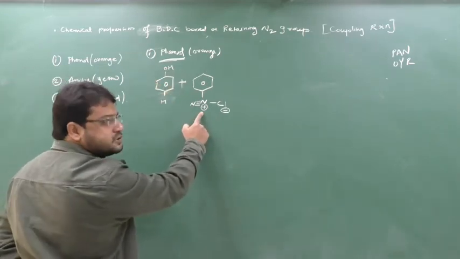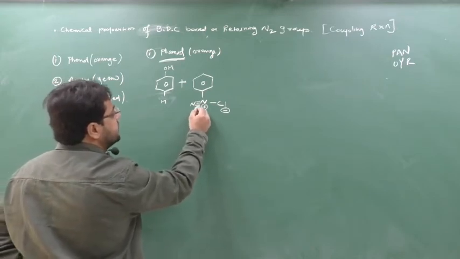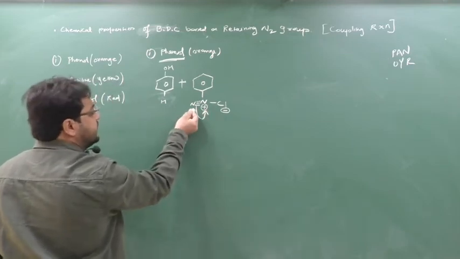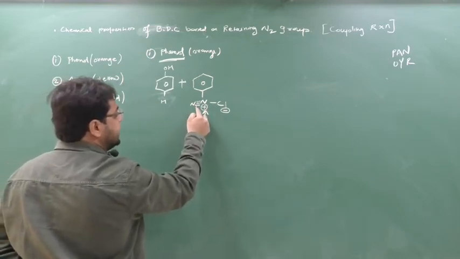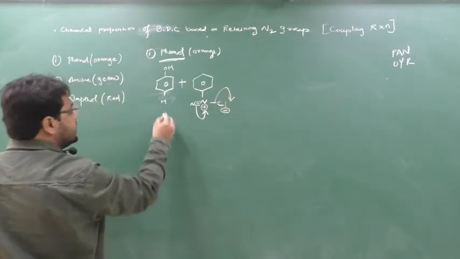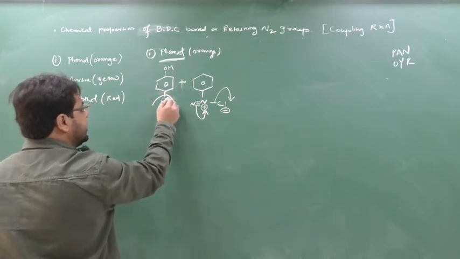This nitrogen having the positive charge means it is in need of an electron. So this nitrogen will get the electron from here, making a new bond here. So Cl will be removed as Cl minus. And there is a hydrogen on this carbon, so H is removed here as H plus.